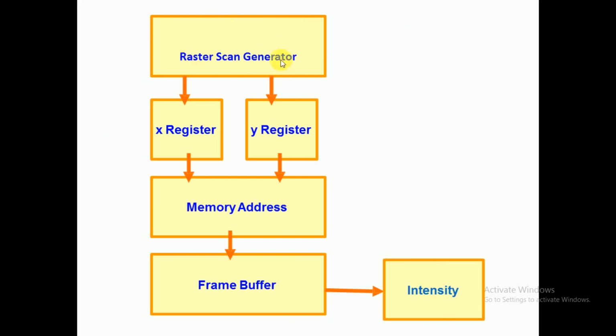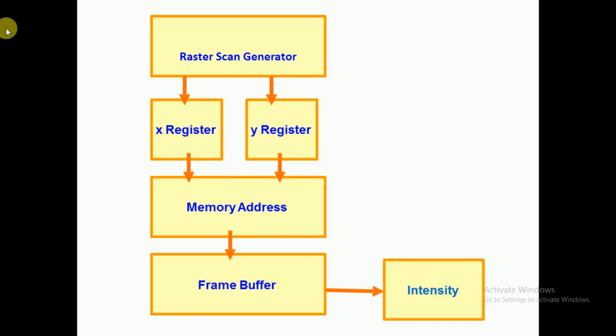Raster scan generator will be there. Regarding this we will discuss in the next slides, right? Then the x register and y register. The x register will maintain the x values on your monitor. The y register will maintain the scan lines, y max to y0. Then the memory address. This means x, y values will be stored in a particular memory address. That is what the frame buffer is, right?